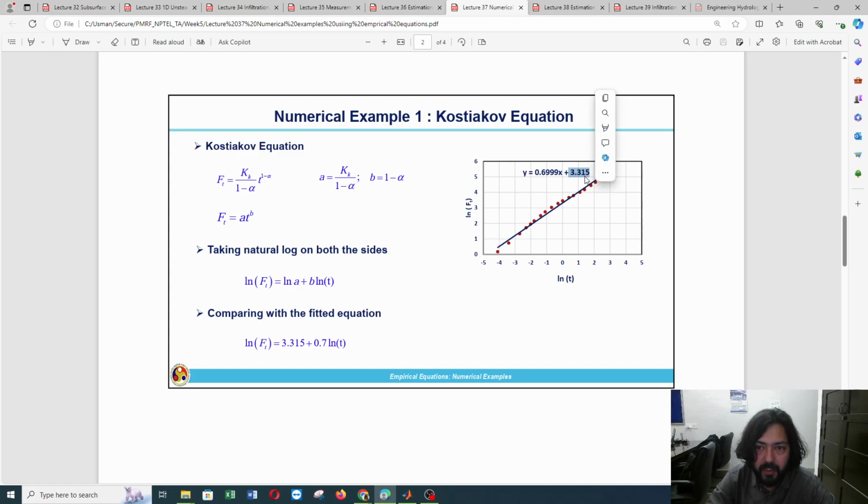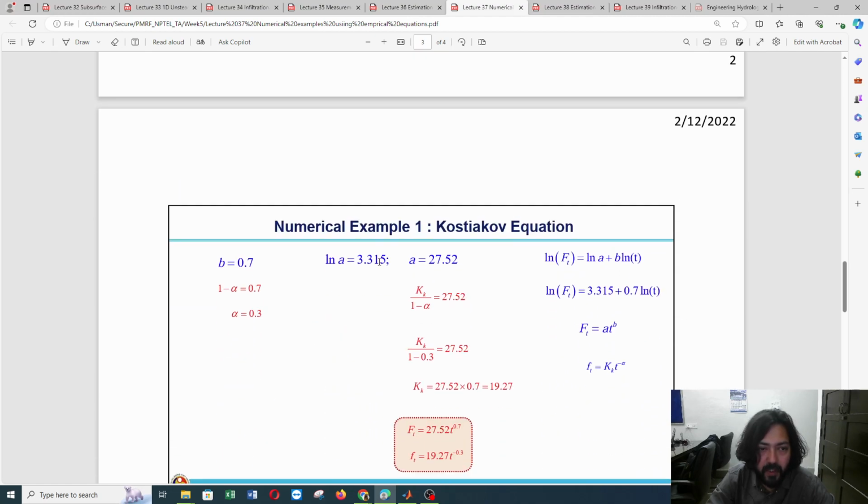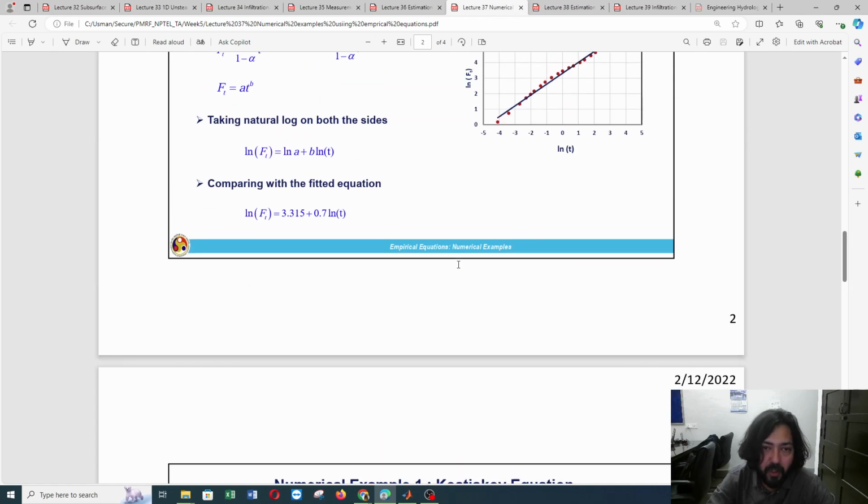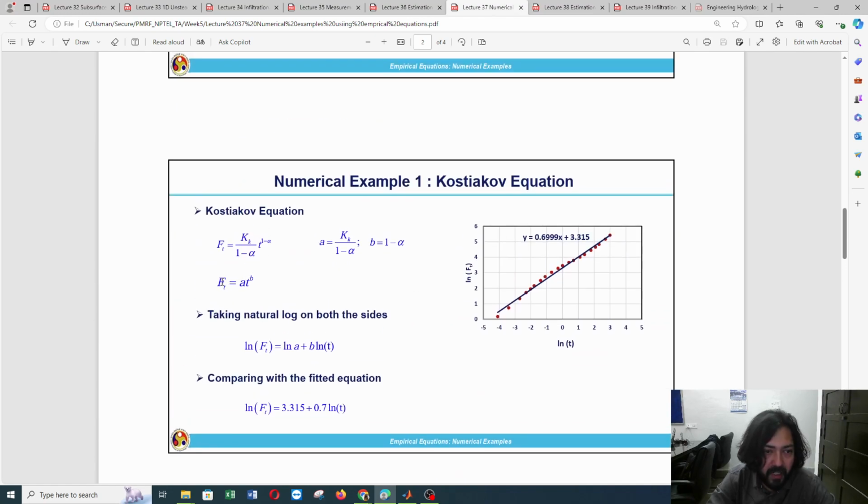3.315. So this 3.315 is nothing but the value of natural log of a. And we also got the value of slope, that is 0.699, which means 0.7. This is nothing but the value of b. So we got the value of b directly as 0.7. But 3.315 is the value of natural log of a, so we need to take the anti-log of this. Anti-log of 3.315 will give us the value of a. Here you can see they have taken the anti-log and got the value as 27.52. So now that we have the value of a and b, we can calculate f of t.